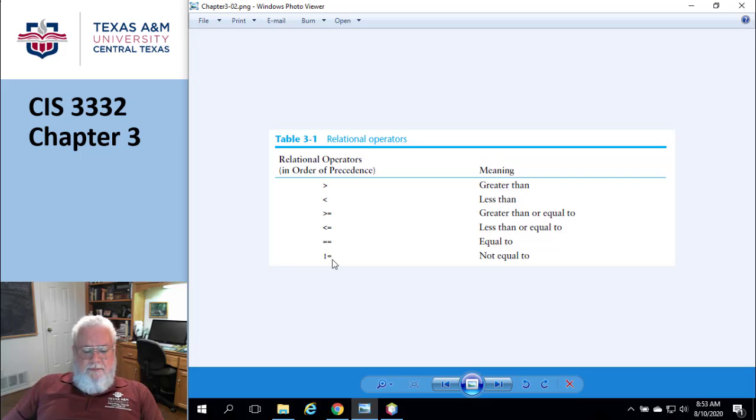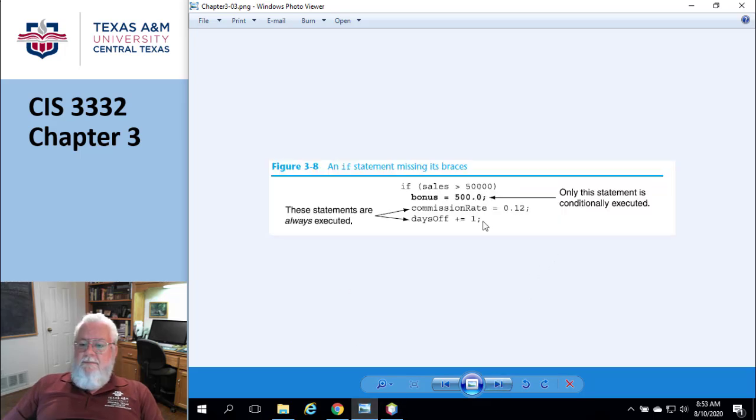So on page 117, they give an example of some programming style. Since there are no curly braces involved, it makes it look like the commission rate and days off are all part of the if, and they're not. So one of the rules we're going to use in this class is that whenever you have an if statement, even if it's only one statement long, I still want you to use curly braces.